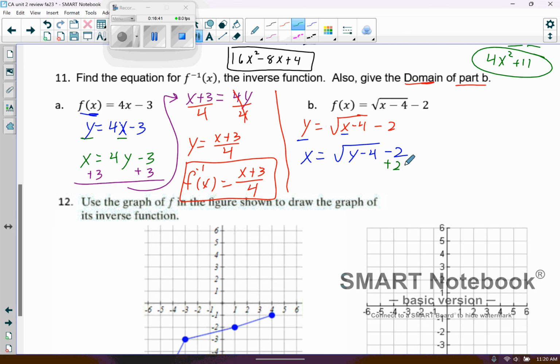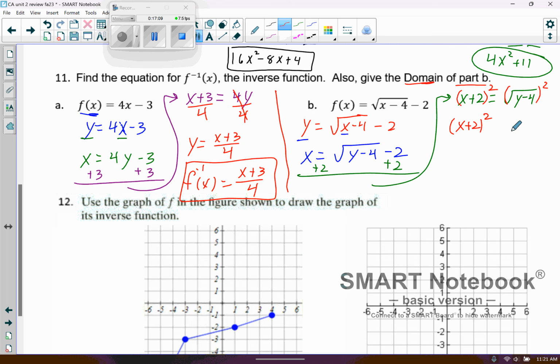So we'll start by adding 2 to both sides. And I'm going to come up over here. And so we're going to have x plus 2 equals the square root of y minus 4. And then to nullify the square root, we are going to square both sides. And so we're going to just leave this as x plus 2 squared. You don't have to square that out. And then on the right, we're left with y minus 4.